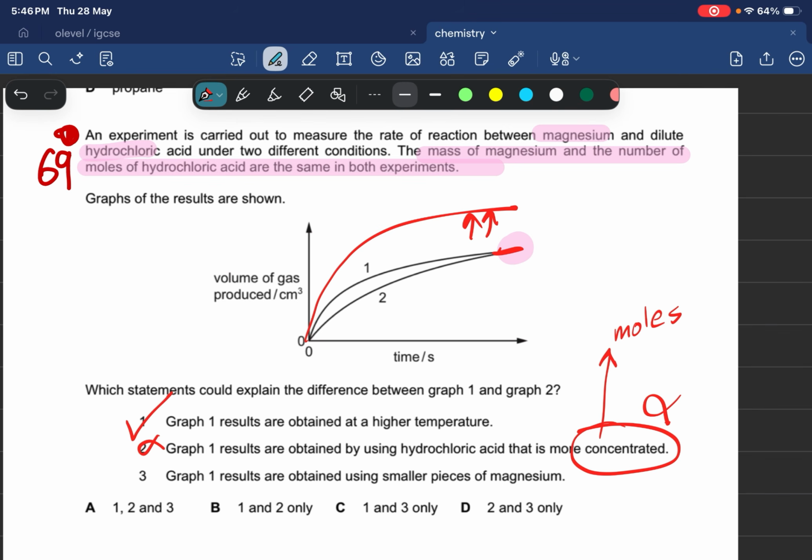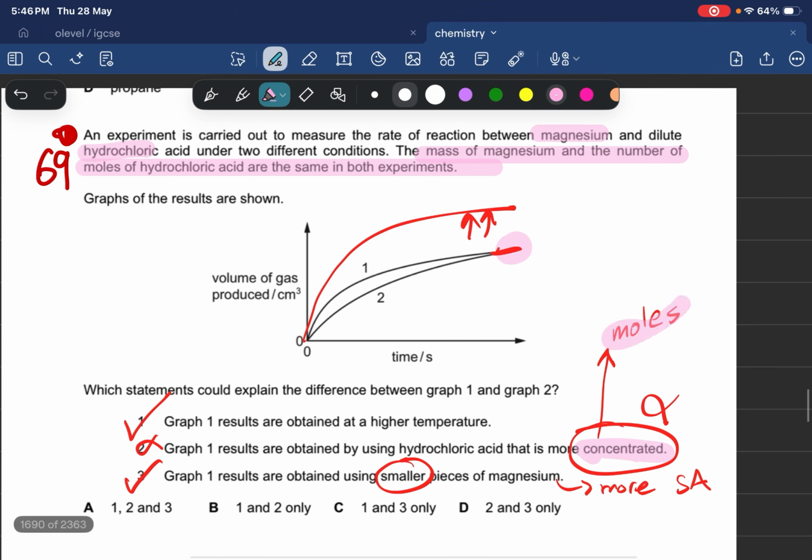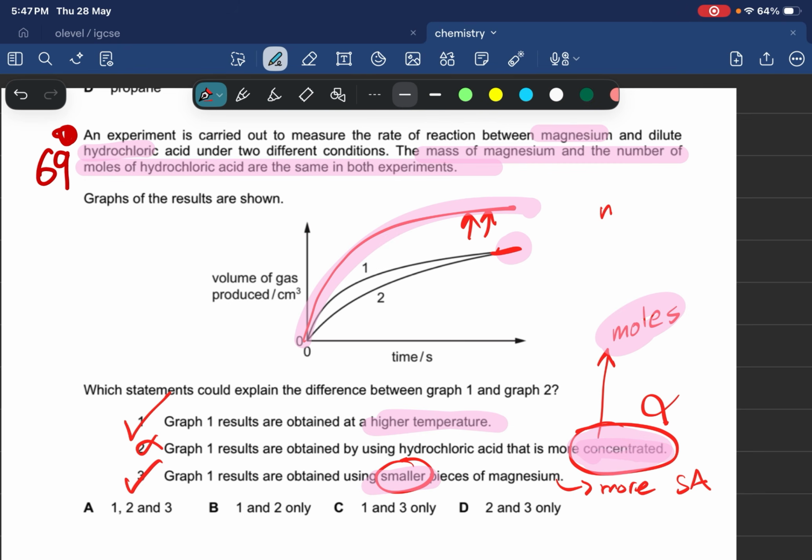Graph 1 results are obtained using smaller pieces of magnesium. Yes, that is correct, because when you use smaller pieces, you have more surface area, and when you have more surface area, you can increase the rate of the reaction. Always remember, when you increase the concentration, you increase the rate, but you increase the moles as well. So that disturbs. But whenever you increase the surface area, you don't increase the moles. You only increase the rate. By increasing temperature, you don't increase the moles, so you cannot increase the product. But only when you increase the concentration, you increase the moles, because remember, moles equals concentration times volume. That's why. So 1 and 3, option C.